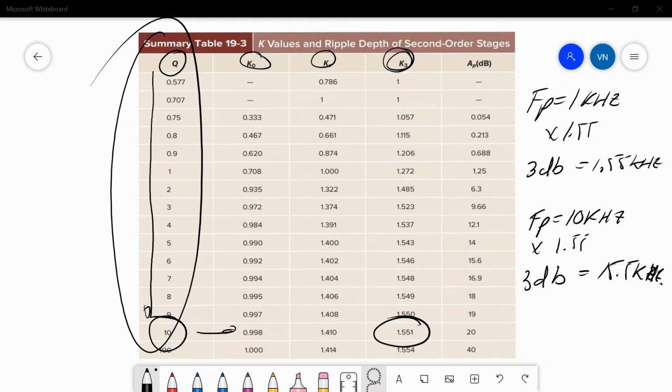K value and ripple depth tables are really useful for understanding that frequency response is proportional to the pole frequency, but they've lost a lot of relevance in today's world since we have simulation tools that can do the job so much faster and easier.